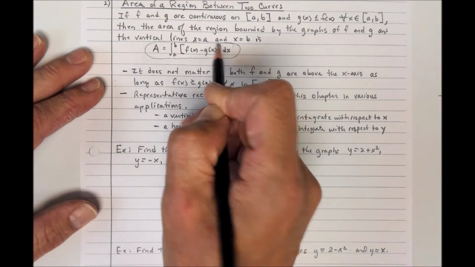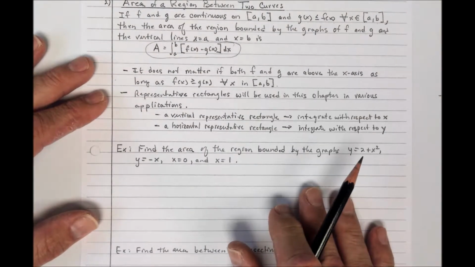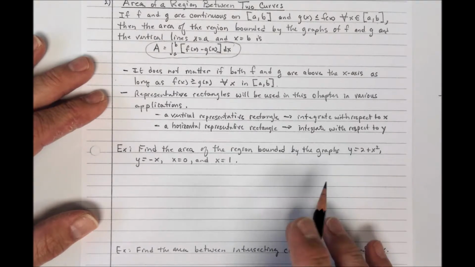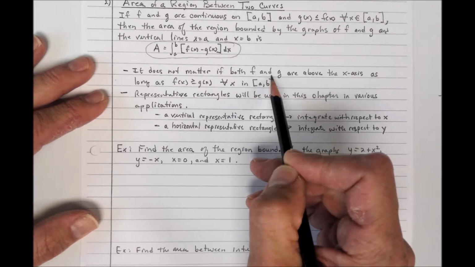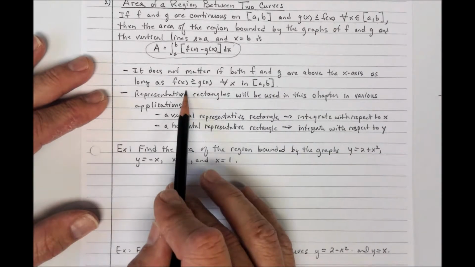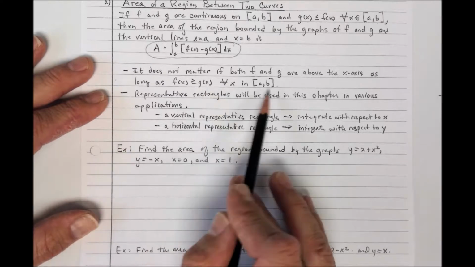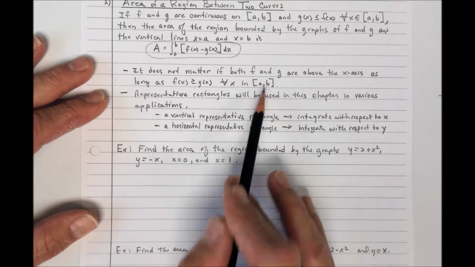Now it doesn't matter, as it turns out here, if both functions are above the x-axis, or if both functions are below the x-axis, or if one's above and the other one's below, just as long as you have f of x greater than or equal to g of x for all x in the interval from a to b inclusive.